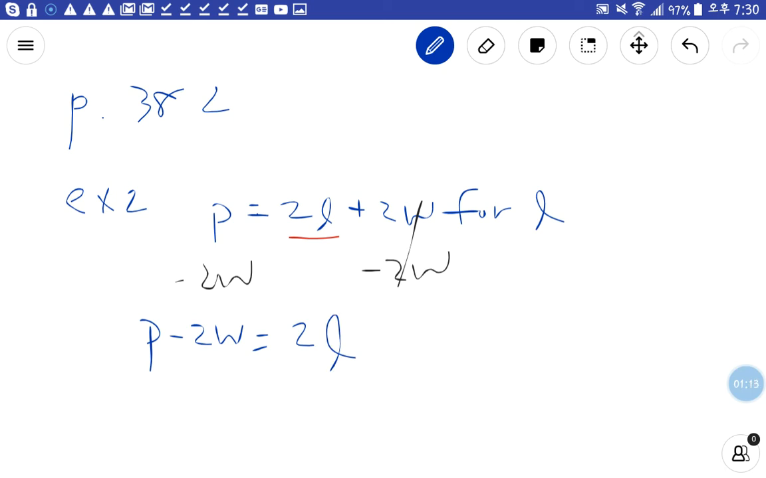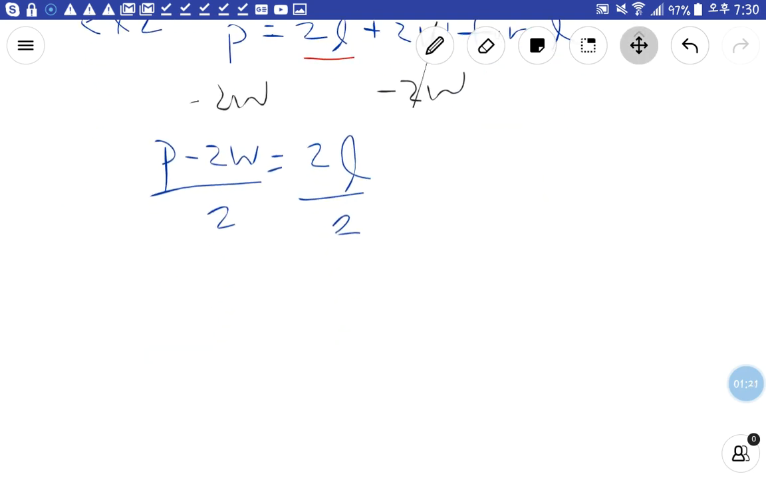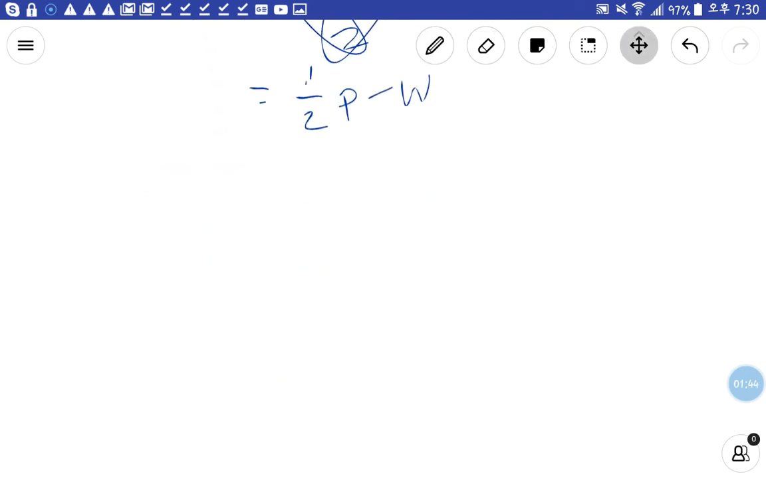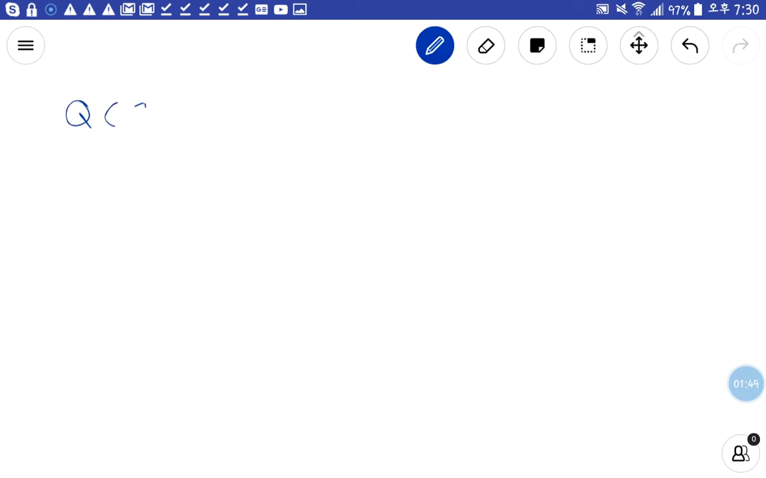Now I want you to solve for L, not 2L. So you divide by 2 on each side, and then you get your answer: L equals P minus 2W over 2. You can keep simplifying, which is 1 over 2 P minus just W. Please pause this video to work on quick check 2 by yourself. Once you're done, please check your answer.